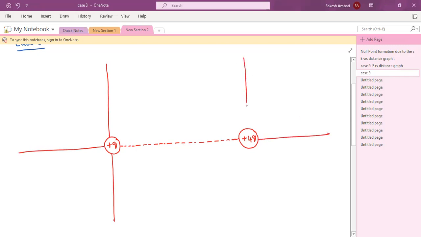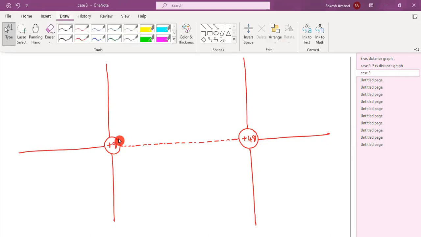First of all, now see the figure. It is a positive charge, so both are like charges. In the case of like charges, the null point will be formed in between the charges.